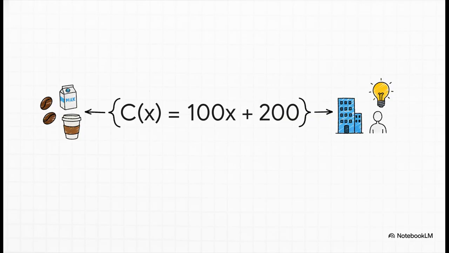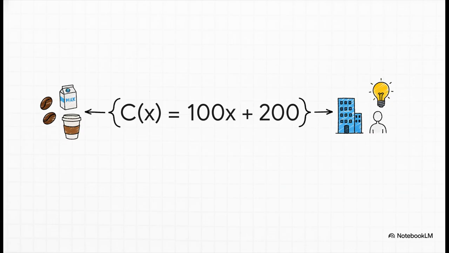All right, let's bring costs into the picture for Artisan Roast. Let's say their cost function is C of x equals 100x plus 200. Okay, what does this mean? The 100x part represents their variable costs. These are the costs that go up with each cup of coffee they sell, right? Like the beans, the milk, the cup itself. And the 200 represents their fixed costs.